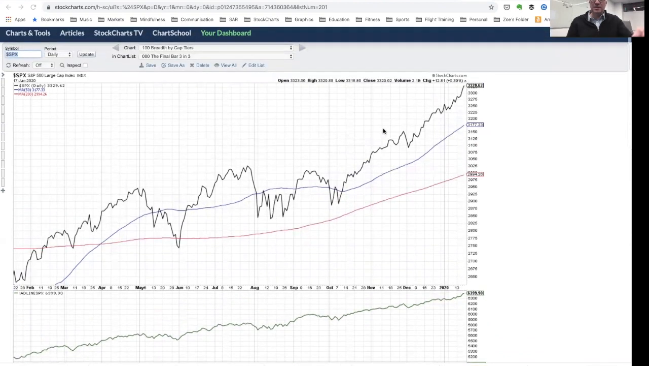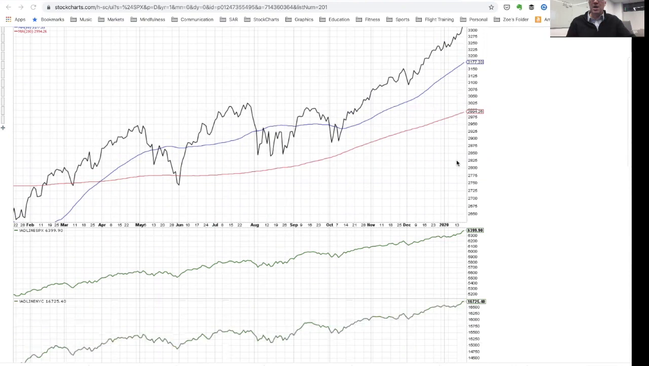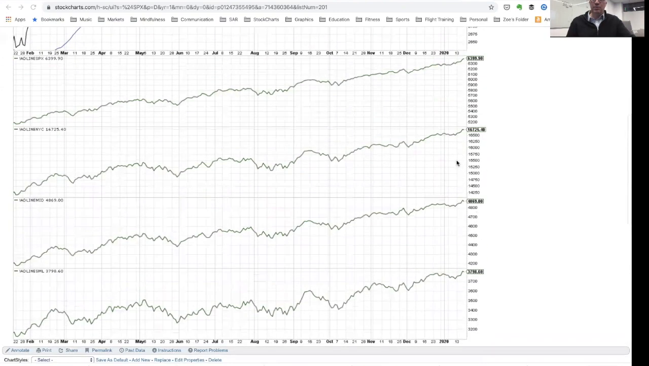So here is the S&P 500 closing basis with the 50 and 200-day moving averages. Below there, I am looking at breadth in the form of the cumulative advance decline line for the S&P 500 at the top, then the New York Stock Exchange, the mid-cap index, and the small-cap index. This is part of my normal weekly review process to look at these cumulative advance decline lines. And what I'm noticing right now is all four of them have made new highs again this week.